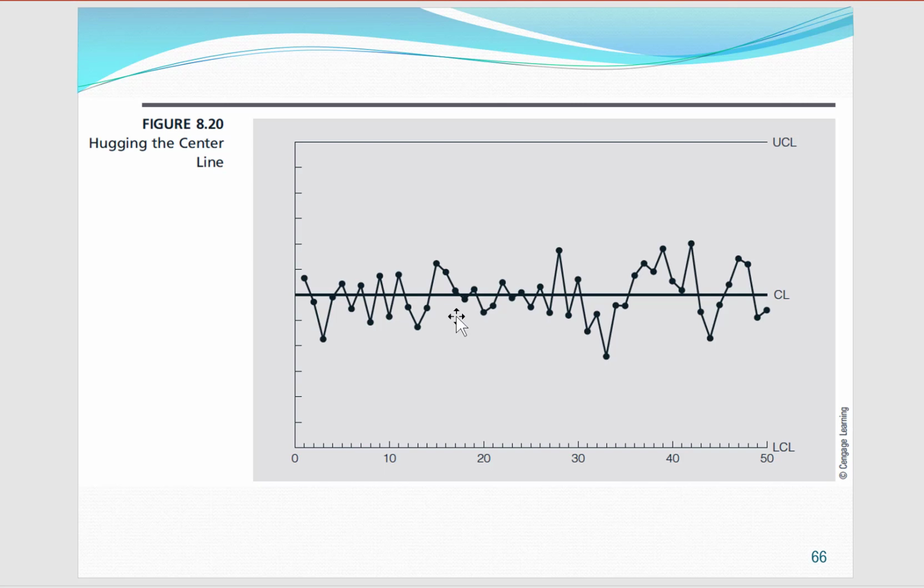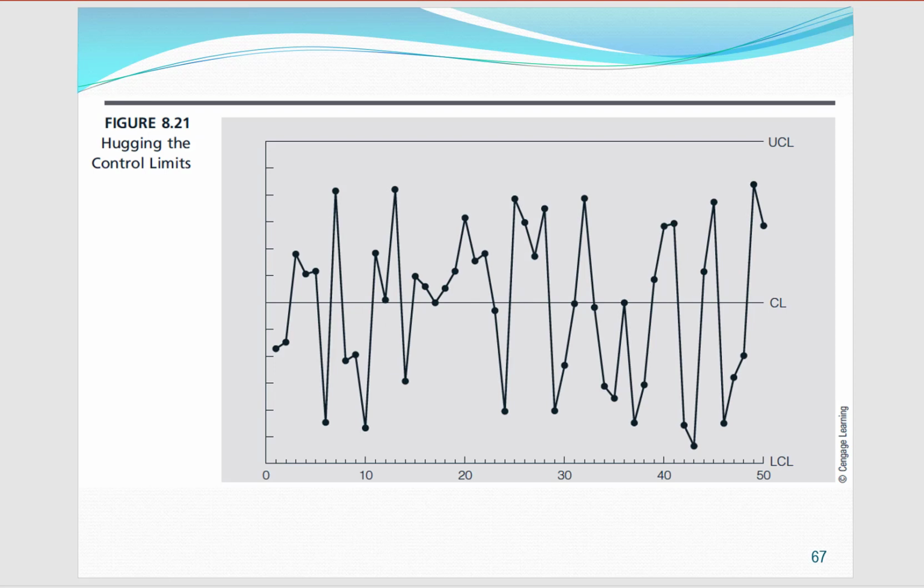And here we have a lot of the points hugging the center line. That usually, most generally, is what I call creative charting by the operators. Maybe they don't know that it's okay for the points to be all over and random in shape. And then here we have too many points hugging the control limits.